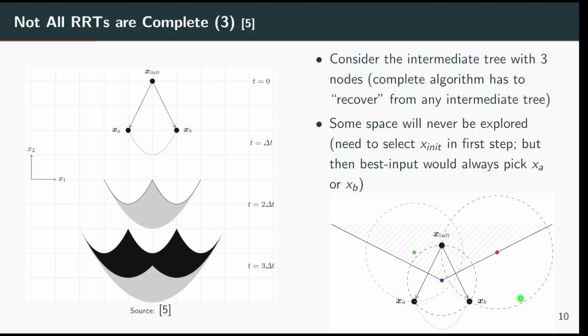And then if you sample something down here, then you would just select in the tree, for example, XB or XA, and then you're already in the problematic zone because you have no points in between. From the time step 0, you will never be able to explore this space.